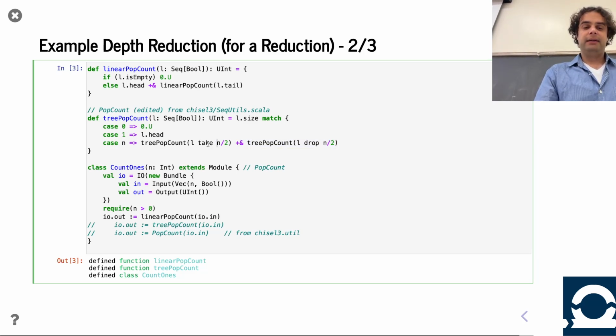So we'll take the first n minus two elements and drop the second half of them. And meanwhile, drop drops the first n minus two and keeps the second. So with take plus drop, you get all the elements covered. You split it in half.